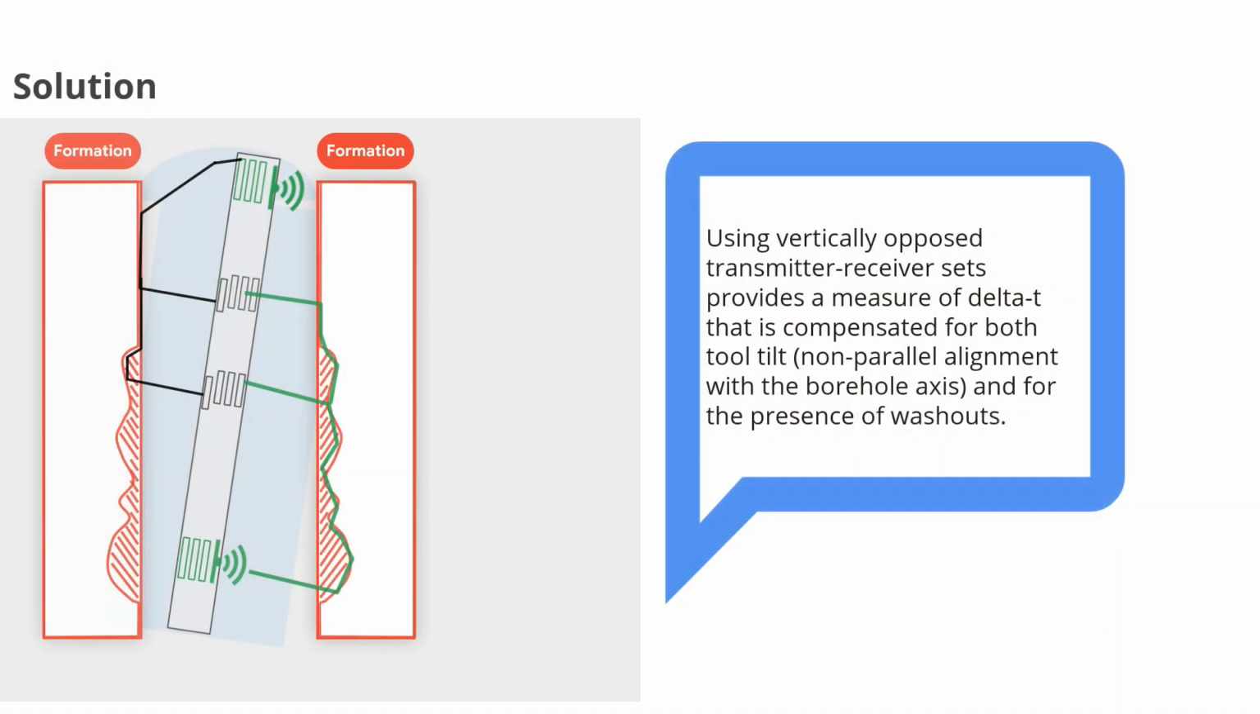A common solution for this is to use two transmitters, one on the top of the tool and one at the bottom. Utilizing vertically aligned transmitter-receiver pairs allows for delta T measurements that account for both tool tilt and the presence of washouts. That brings us to the end of our module on acoustic porosity tools.